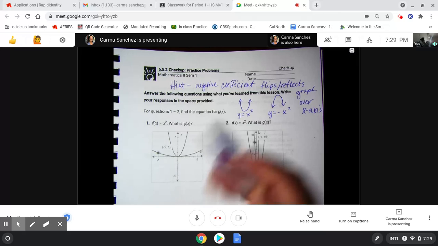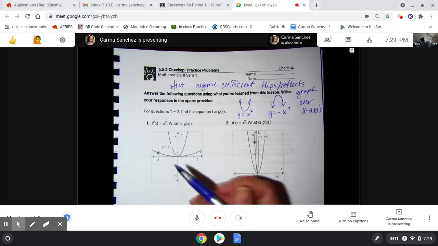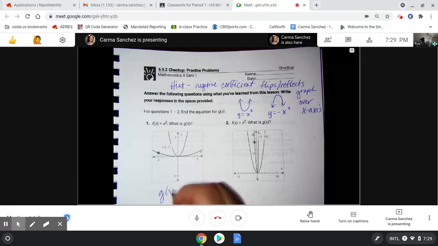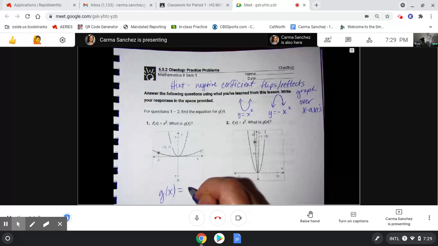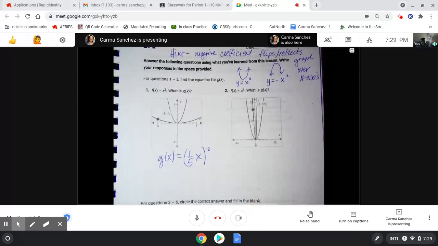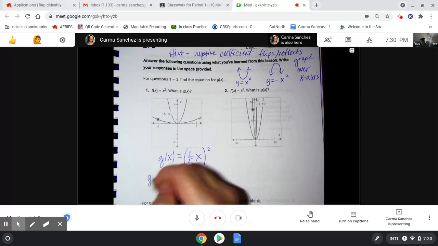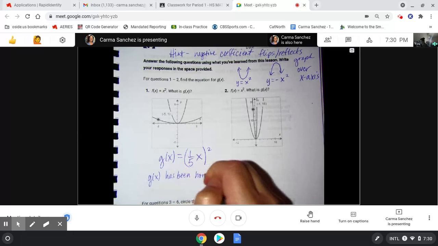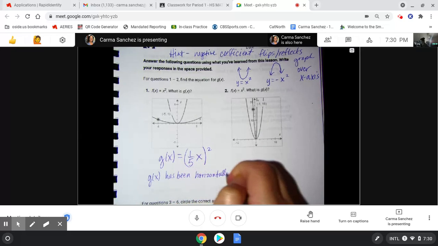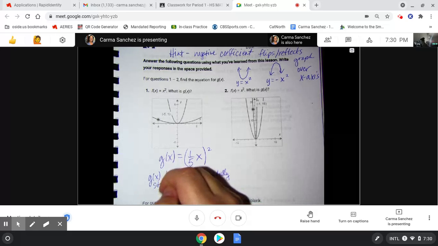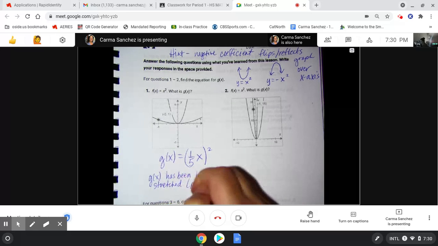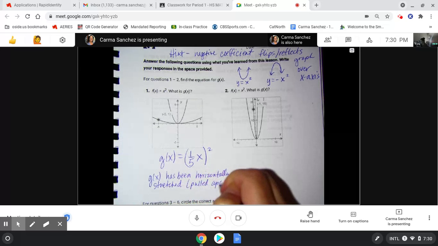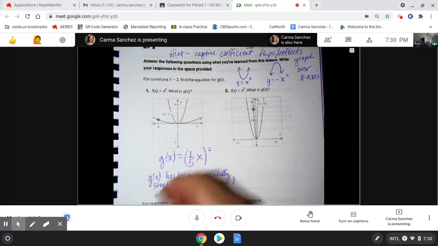So we're going to go ahead and show the calculation here of our new function. So g of x is going to be equal to 1/5 of its usual. So I'm going to write out the words now too. G of x has been horizontally stretched or pulled apart by a factor of 5.